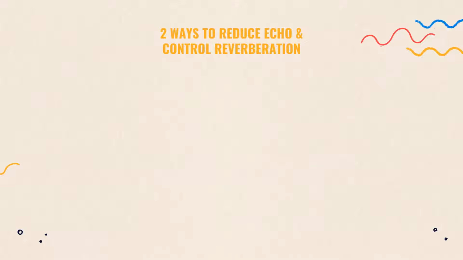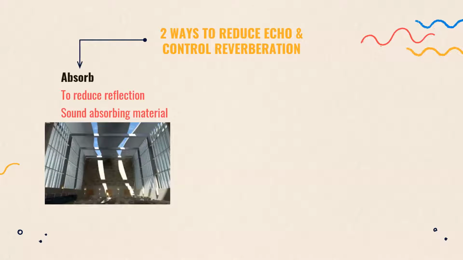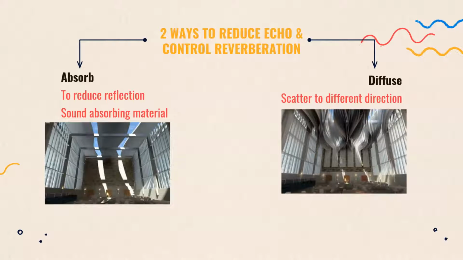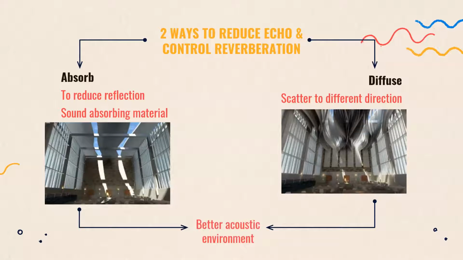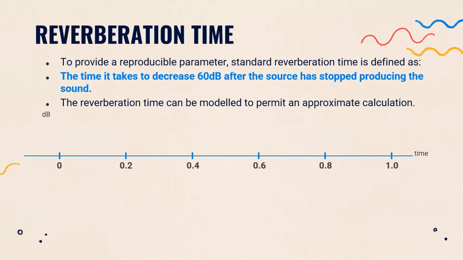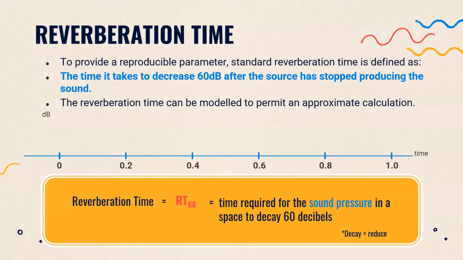There are two ways to reduce echo and control reverberation. We can absorb the sound or diffuse the sound. The combination of these two will produce better acoustic environment. So again, to make you understand more, reverberation time is the time it takes to decrease 60 decibel after the source has stopped producing the sound.